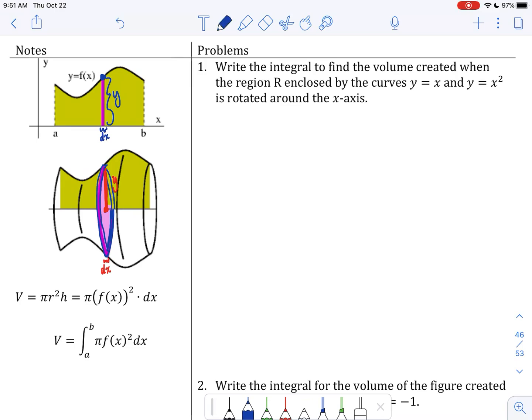In number 1, it says write the integral to find the volume created when the region R enclosed by the curves y equals x and y equals x squared is rotated around the x-axis. As I said, I'm going to start with a picture. I know that this is my line, y equals x, and then my parabola here, which is y equals x squared, and my region that I'm rotating is this small little half circle moon shape right there.